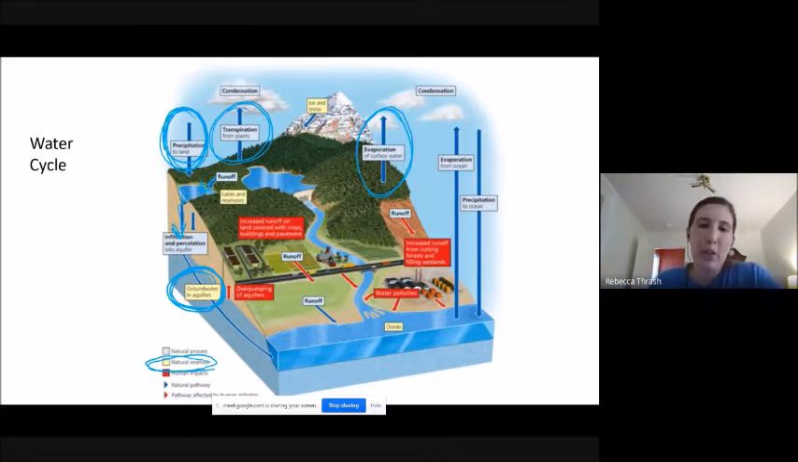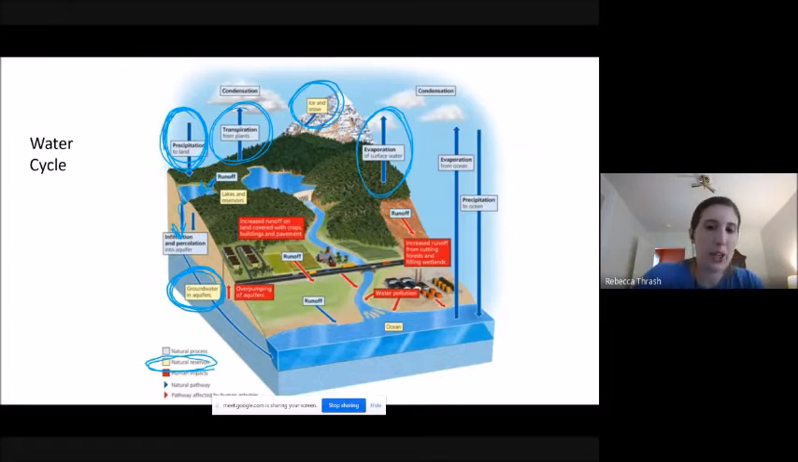So the other big natural reservoir here is also going to be ice and snow. So there is a lot of water that is still trapped in ice caps and glaciers, and a lot of ecosystems rely on periodic snowmelt to provide enough water for the ecosystem to run.